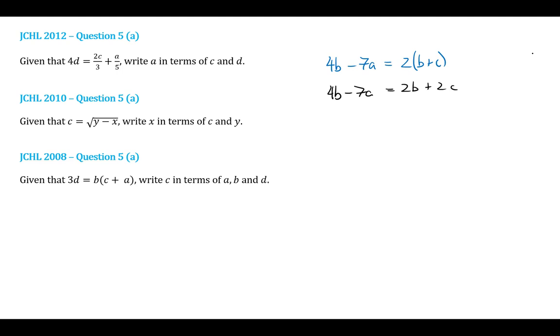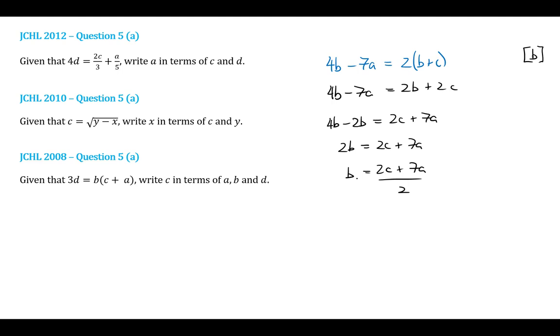I'm just going to put the b in a square bracket over here so that we can remember what we're trying to get on its own. Now there's two b's here. How do I get them on their own? Well, I can bring them to the left hand side. So I have 4b minus 2b equals 2c plus 7a. I have 2b is equal to 2c plus 7a, and then divide both sides by 2, and I get b is 2c plus 7a over 2, and b is on its own.